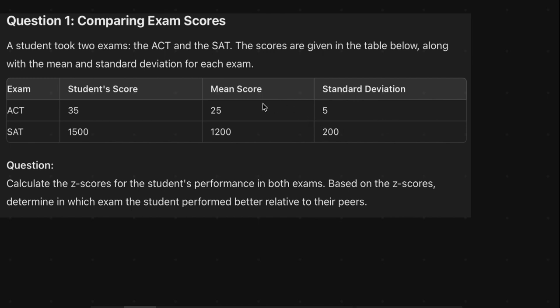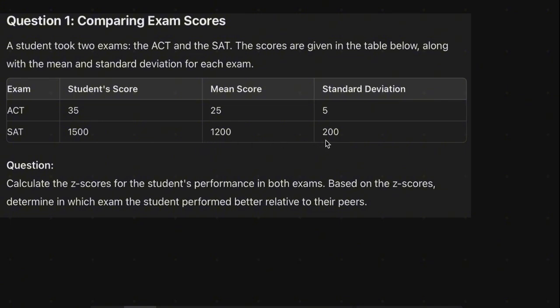Imagine you have two sets of data with different scales. Comparing them directly can be misleading. For instance, suppose a student scores 35 on the ACT and 1500 on the SAT. It is hard to tell which exam they performed better on because the score scales are entirely different.